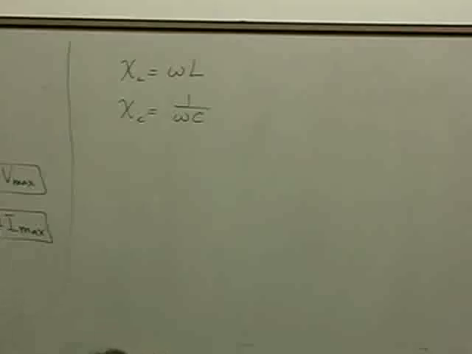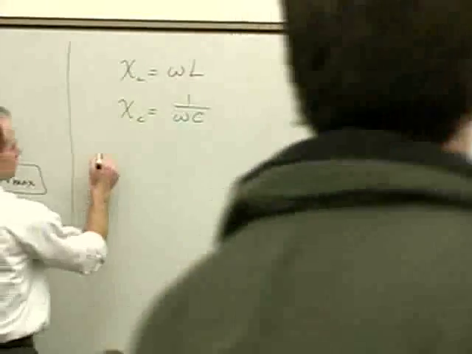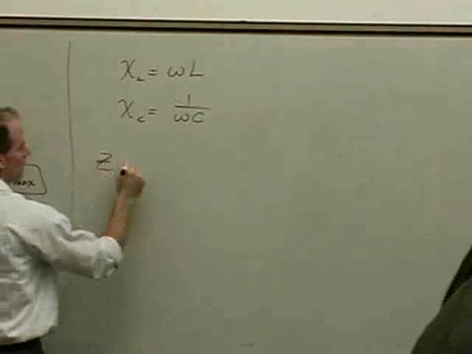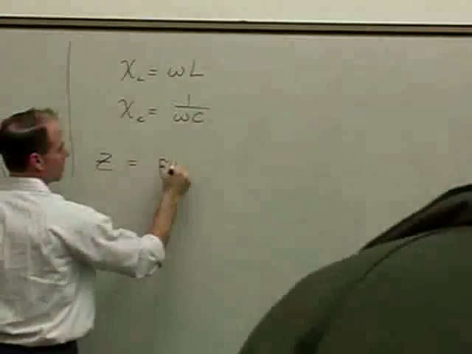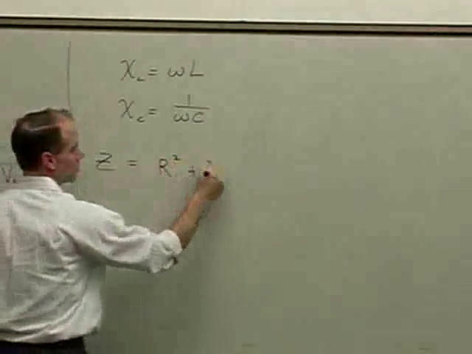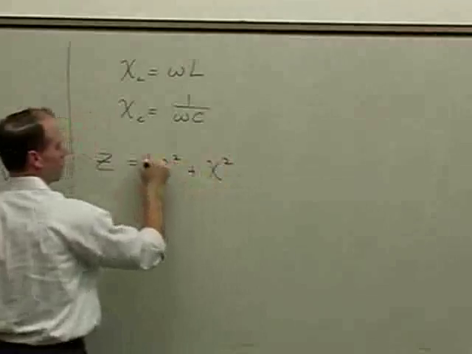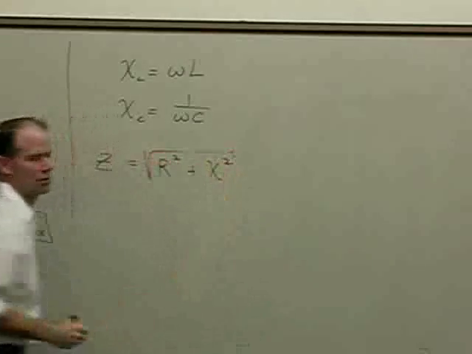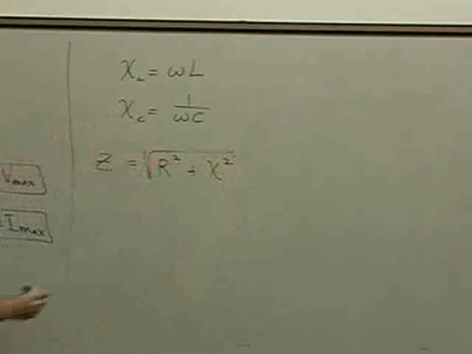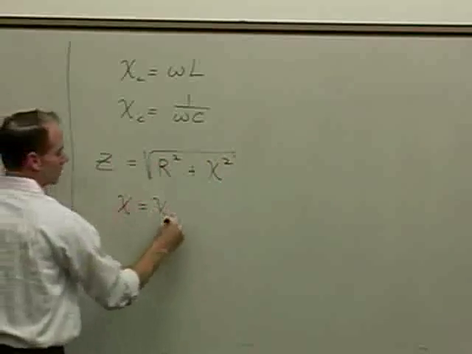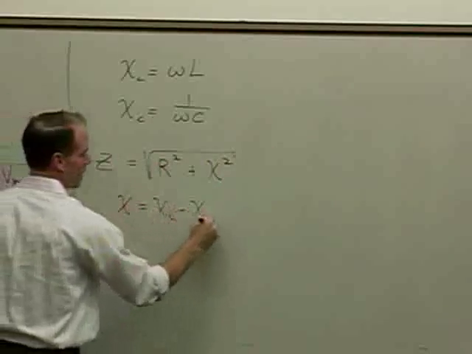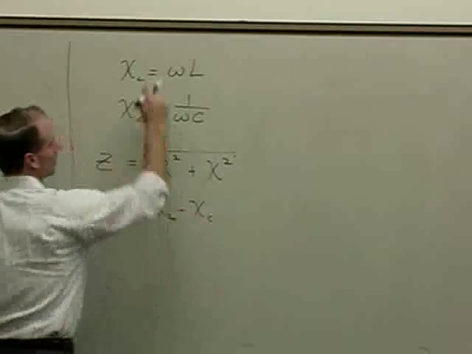So, the last thing we did was to figure out impedance, Z. Impedance was equal to the square root of our total resistance in the circuit squared plus our total reactance in the circuit squared, where we define our net reactance as the inductive reactance minus the capacitive reactance. This minus this.